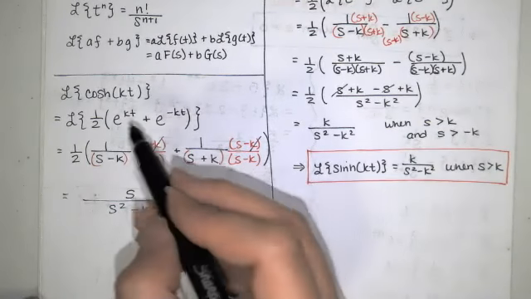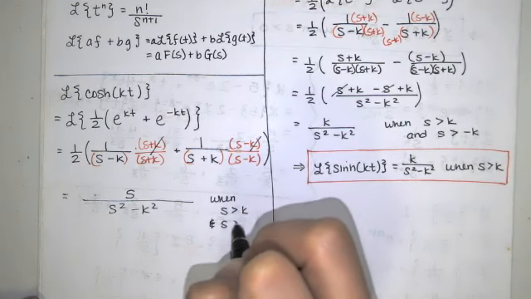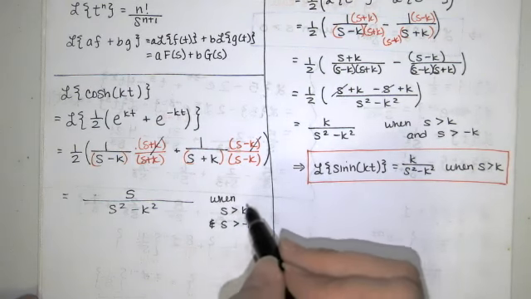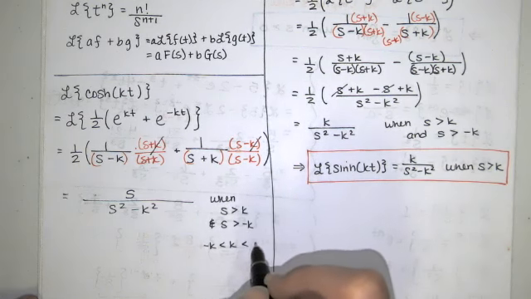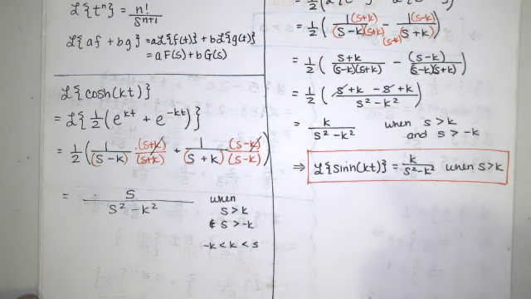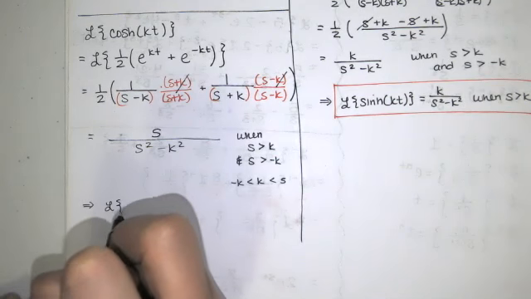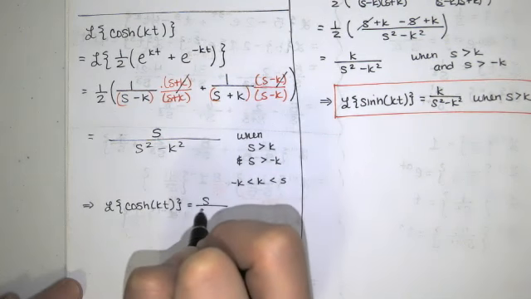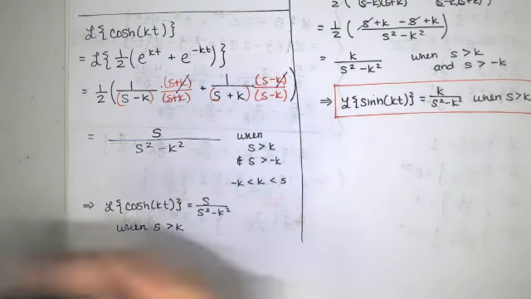And this is appropriate as long as s is greater than k and s is greater than negative k, assuming k is positive, and we do assume k is positive. This is the only condition that's required because, of course, negative k is less than k, which is less than s if this first condition is satisfied and we're assuming k is positive. So we have this second Laplace transform. The Laplace transform of hyperbolic cosine of kt is s over s squared minus k squared when s is greater than k.